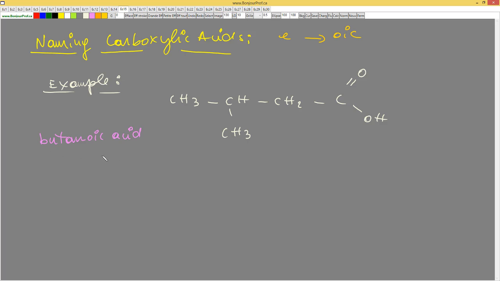But wait a moment, we have a ramification, a side chain here. So I'm going to put this chain in the name. We have to number our carbons. So what is the first one? The function always has the priority. So this one will be carbon 1, carbon 2, carbon 3, carbon 4. And this chain is on the third. So I'm going to write it now: 3-methylbutanoic acid. This is the name.